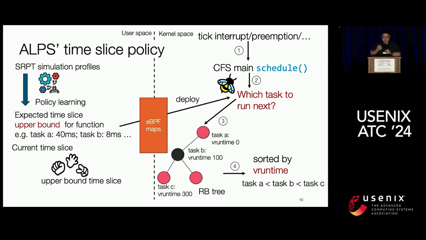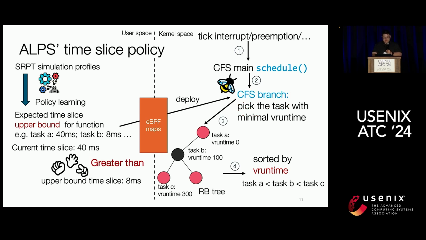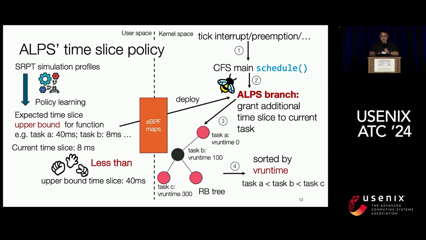Basically, for each scheduling decision, we compare the current time slice the task has already run with the upper bound time slice read from the eBPF maps. If the current time slice is greater than the upper bound value, we will go to the CFS branch that picks the task with minimal virtual runtime. And if the current time slice is less than the upper bound, we want to grant another time slice to those tasks. Therefore, we go to the ALPS branch that grants an additional time slice to the current task.